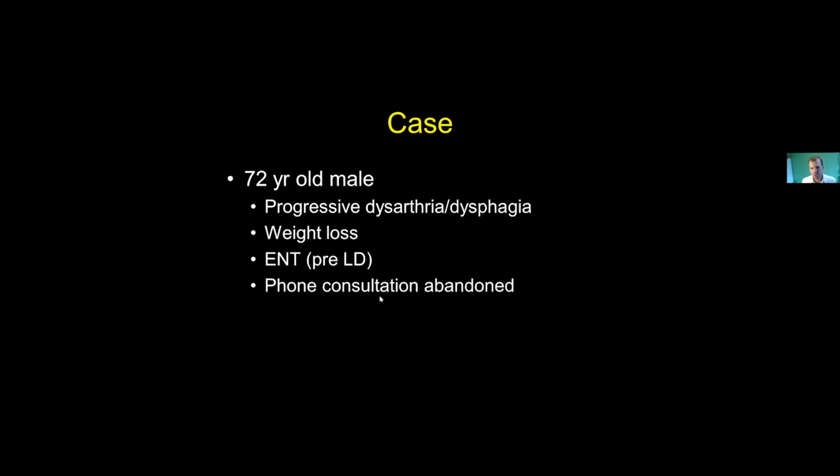So I'm just going to finish off with three quick cases, which I hope demonstrate some of the pros and cons of virtual consultation. The first one was a 72-year-old man. The GP referral sounded very ominous: progressive dysarthria and dysphagia over a short period of time with weight loss. He'd actually been seen pre-lockdown in the ENT clinic for this, with a letter saying no ENT pathology identified. And 9.5 times out of 10, that's motor neurone disease.